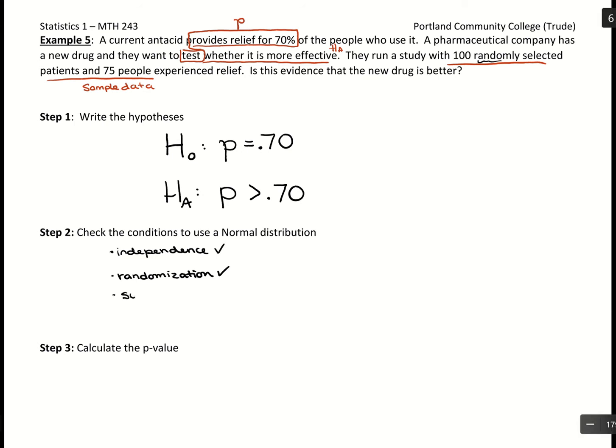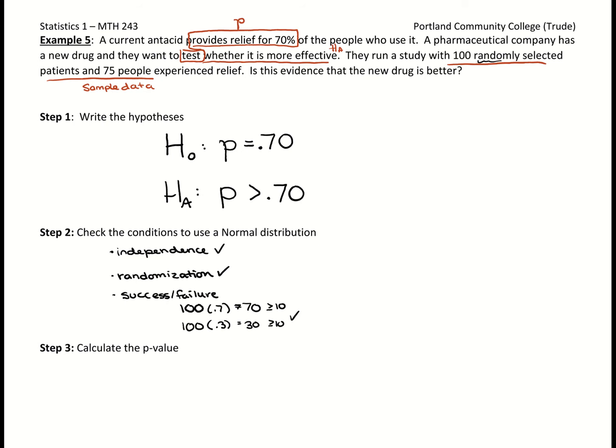Then we want to check our success-failure condition. Would we have large enough samples if we applied this hypothesized proportion to our sample size? So we're going to use our sample size of 100, but we want to see how that would behave with our proportion from our hypothesis, which is 0.7. And how would it behave with 1 minus that value, which is 0.3? So we'd have a 70 versus 30, and both of those are more than or equal to 10. So we're all good there. So we pass our conditions.